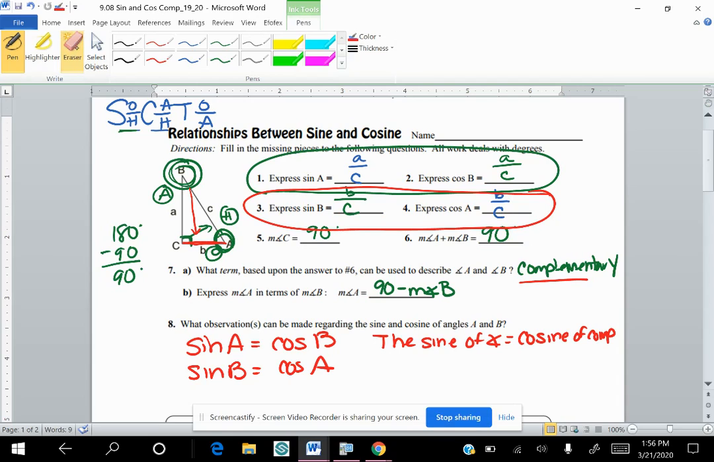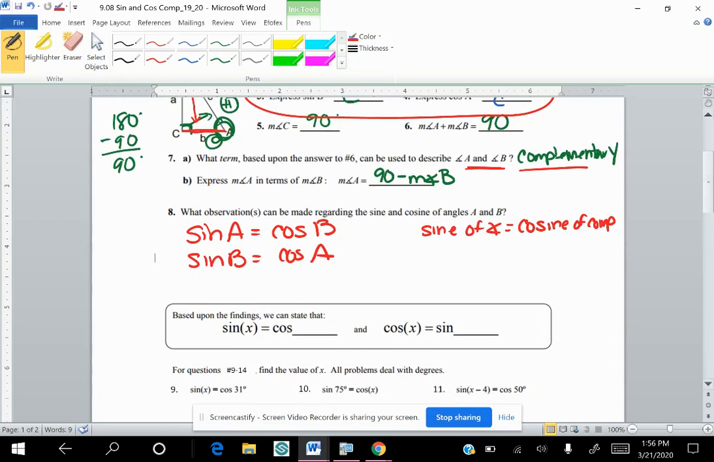Okay, so let's make it as straightforward as possible. Sine of the angle equals cosine of the complement, because together these two angles, A and B, have to add to 90 degrees because they're complementary. Based upon our findings, we can state that the sine of x equals the cosine of 90 minus x. And the cosine of x equals the sine of 90 minus x.